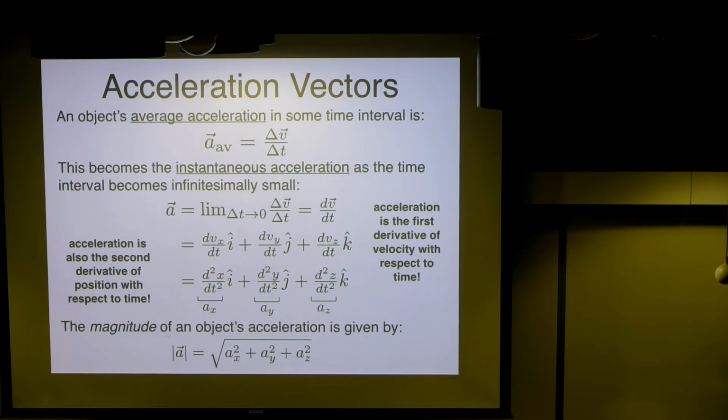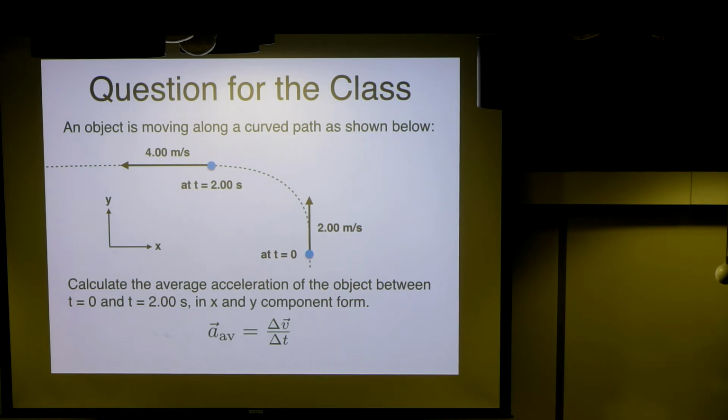All right, let's try this one. I want you to try this out. See if you can get this. We have an object, and it's moving on this curved path that you see here, okay? We start off at this position, and then we end up over here. At t equals 0, where we first see the object, it's moving at 2 meters per second in the y direction, okay? Then at t equals 2 seconds, that's 2 seconds later, now it's over here, and it's moving at 4 meters per second, and it's moving in the negative x direction, okay?